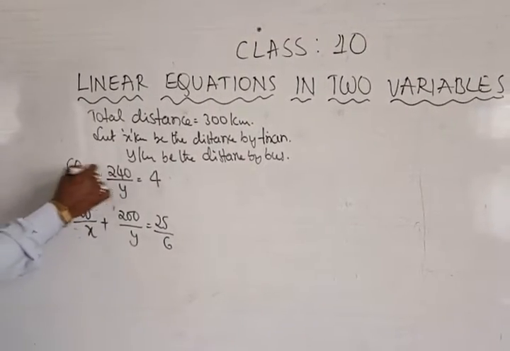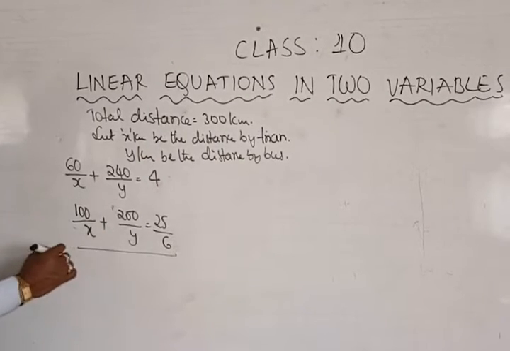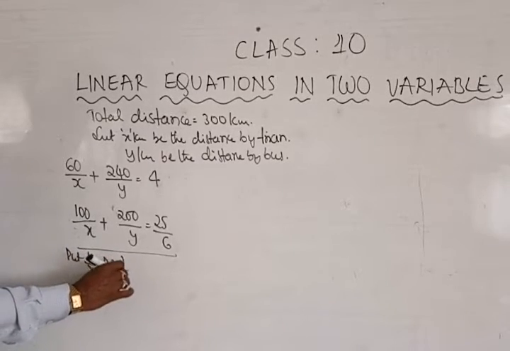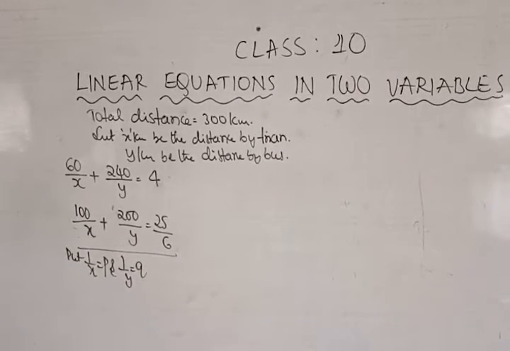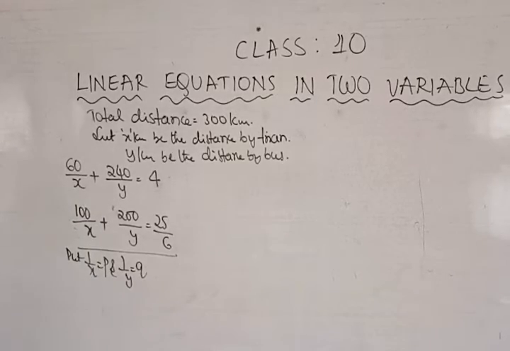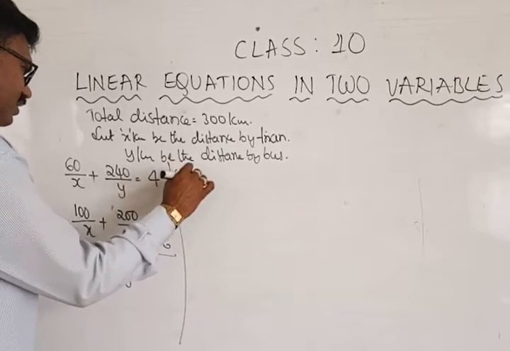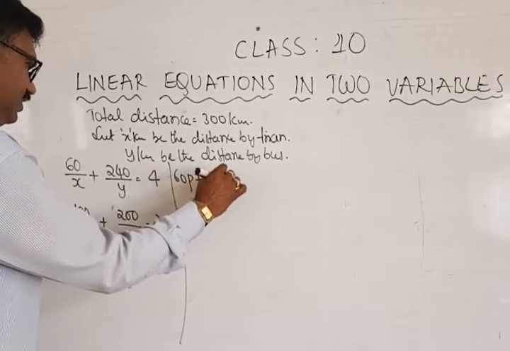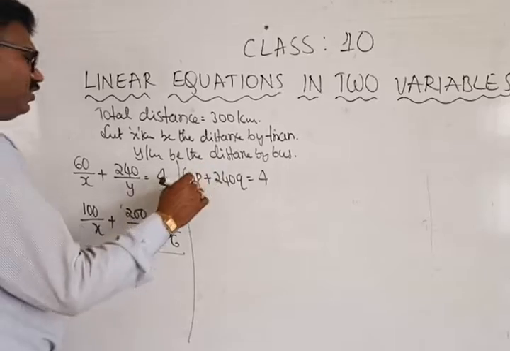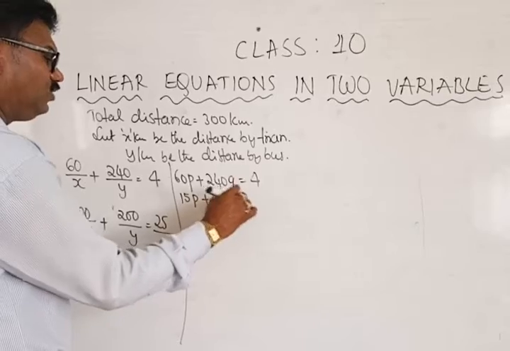Now very simple. Put 1 by x equal to p and 1 by y equal to q. Then what happens? 60p plus 240q equal to 4. Divide through by 4, then you will get 15p plus 60q equal to 1.